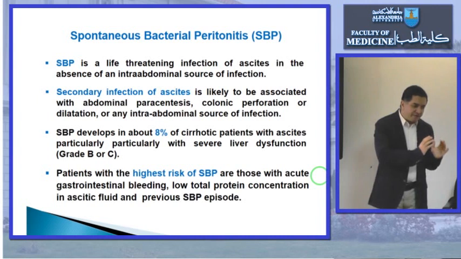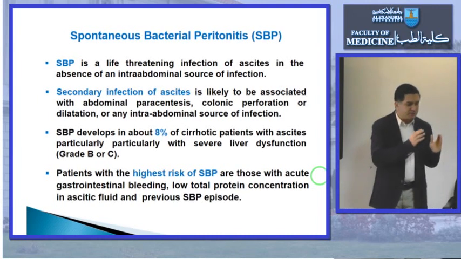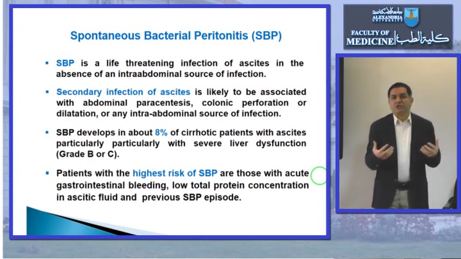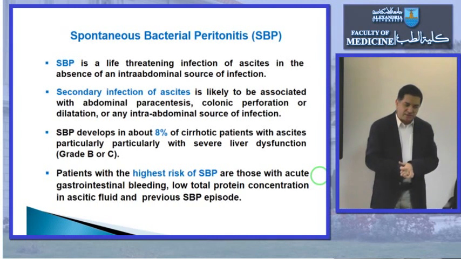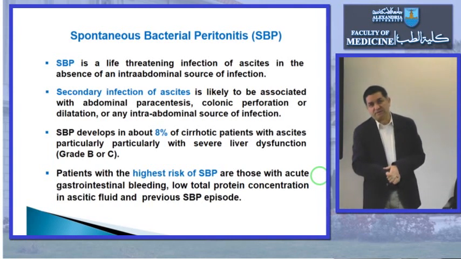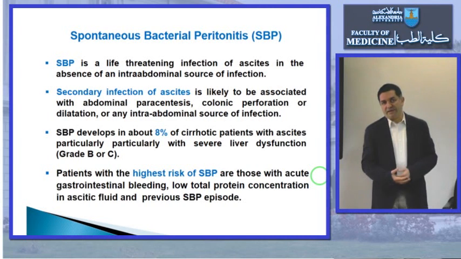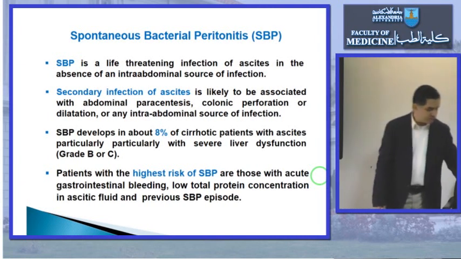And also, we have to identify what are the risk factors of spontaneous bacterial peritonitis. In other terms, which patient will be at high risk of developing SBP? Usually these patients are those with acute gastrointestinal bleeding, low total protein concentration in the ascitic fluid, and a previous episode of spontaneous bacterial peritonitis. And nowadays other factors are blamed, like the use of certain drugs, especially proton pump inhibitors.